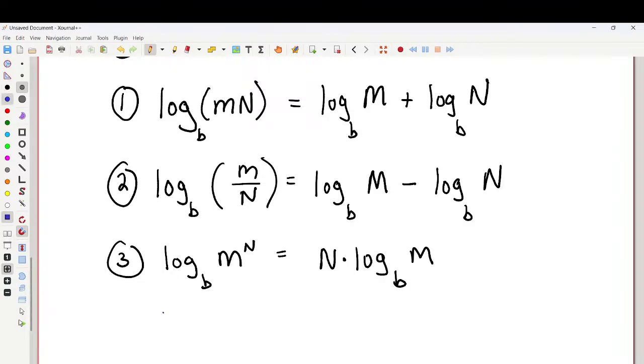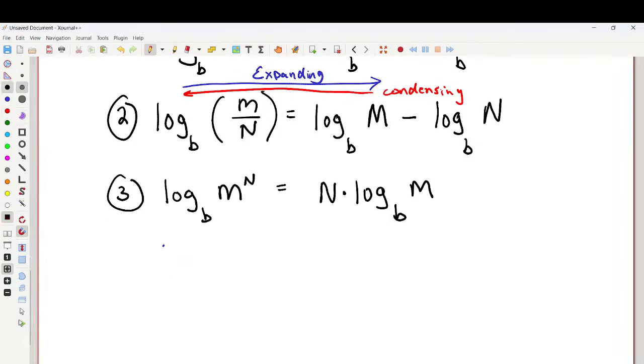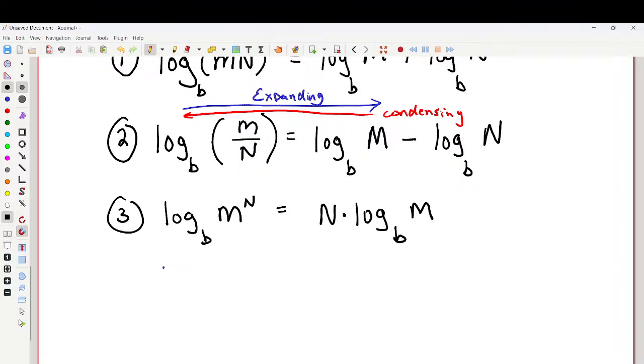Every time we work this way, it's called expanding. And if we go the other way, it's condensing. We did a few examples of expanding just to get us back in the mindset, and something a little more intense.